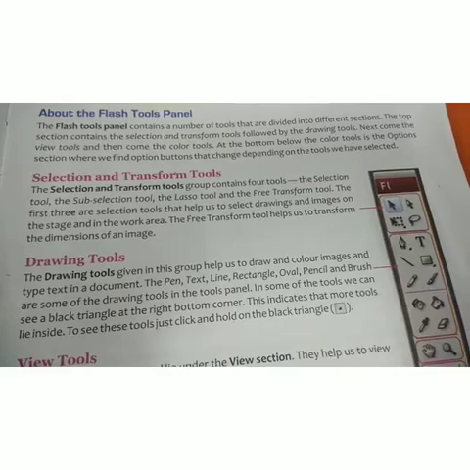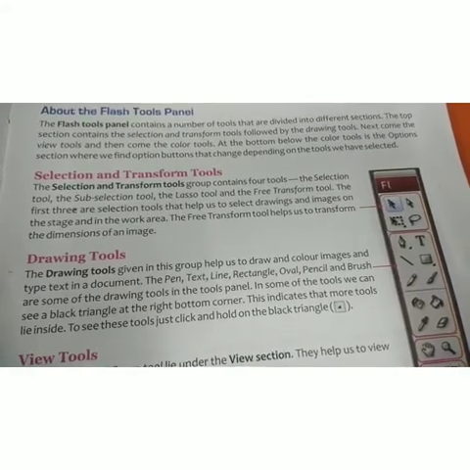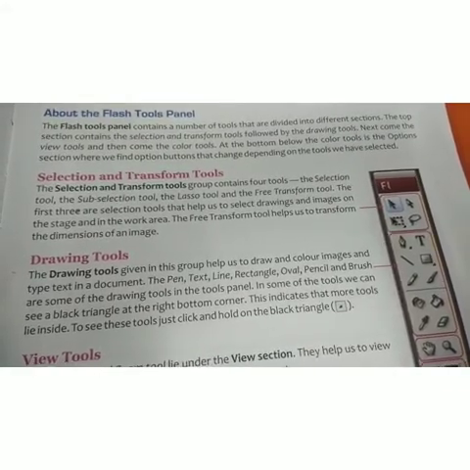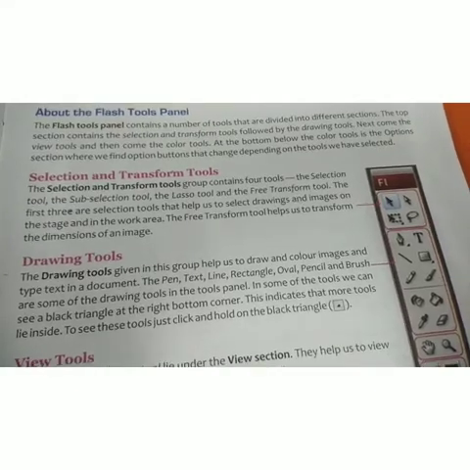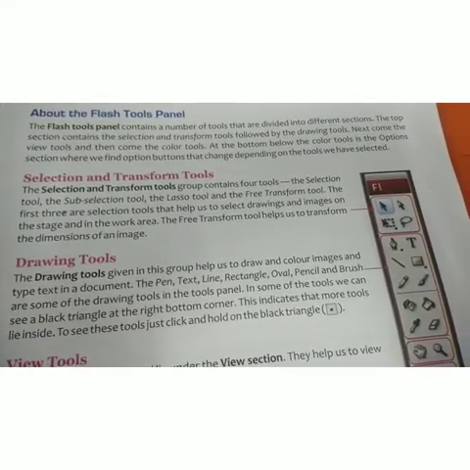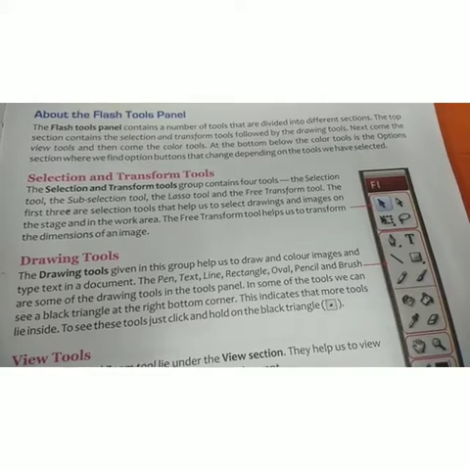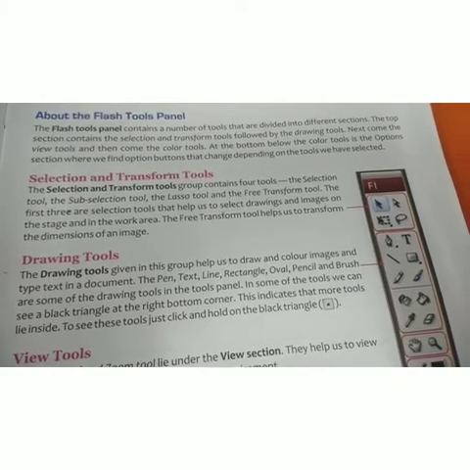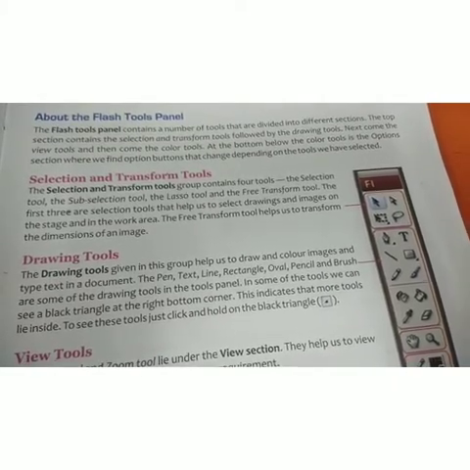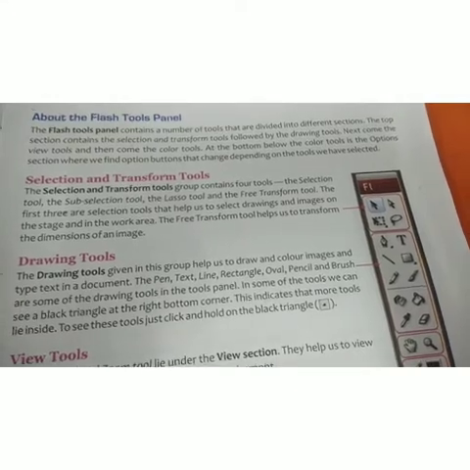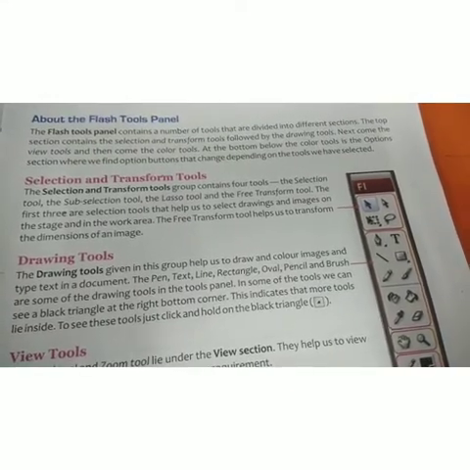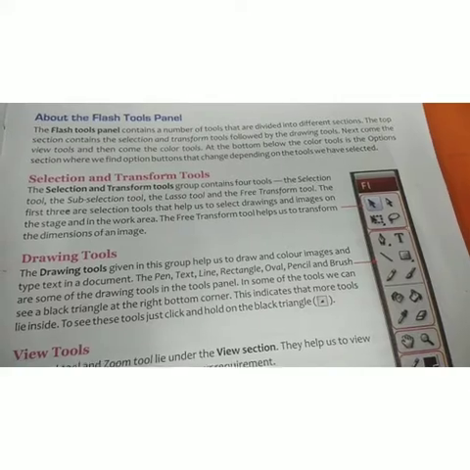Now students, the selection and transform tools group contains 4 tools. These are the selection tool, the subselection tool, the lasso tool and the free transform tool. The first 3 are selection tools that help us to select drawings and images on the stage and in the work area. And the free transform tool helps us to transform the dimensions of an image.